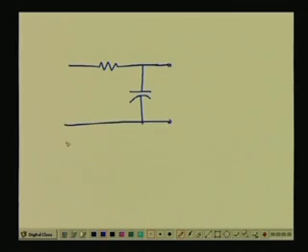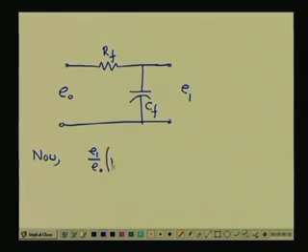This input is coming from the phase sensitive demodulator output. These outputs we designate as E1, and this resistance is RF, and this capacitance is CF. Let us choose that. Now, as you know, E1 by EO (j omega) will be given by 1 upon (j omega RF CF plus 1).